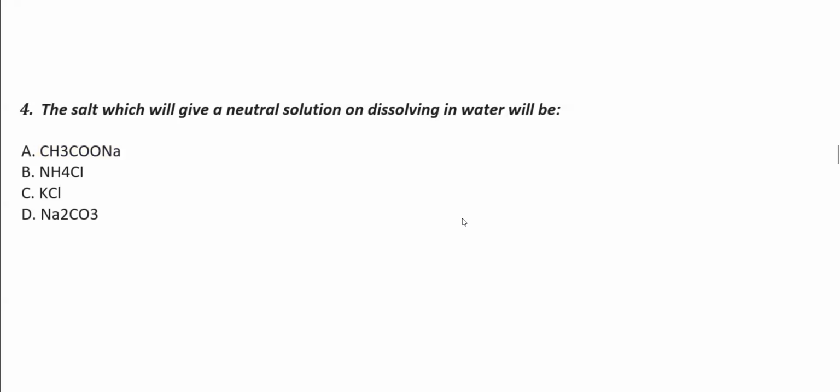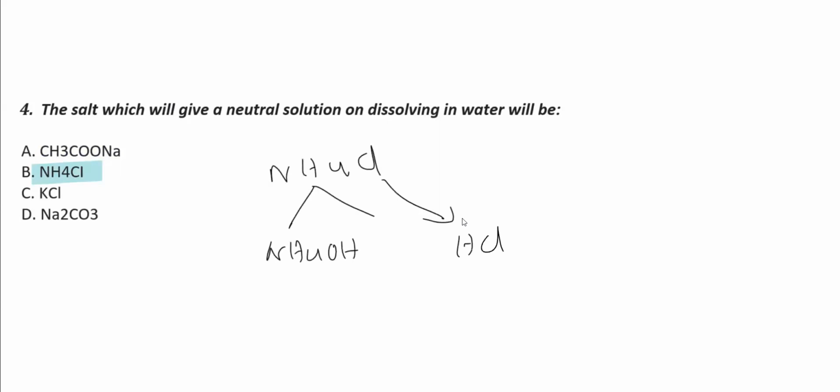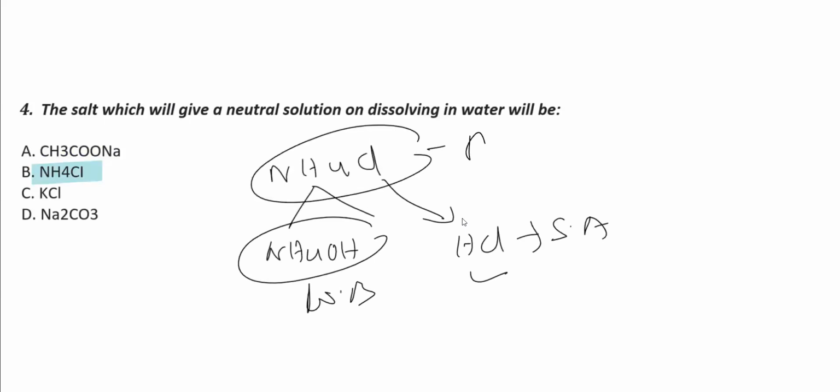Now we are looking for a neutral one. If I see the next one, I think we did it. This is ammonium chloride. Its parent base has to be NH4OH, which is a weak base, and for chlorine, the parent acid is HCl, that's a strong acid. So again, this is a weak base and this one is a strong acid. So the salt will be acidic in nature. So again, this is not the correct answer.